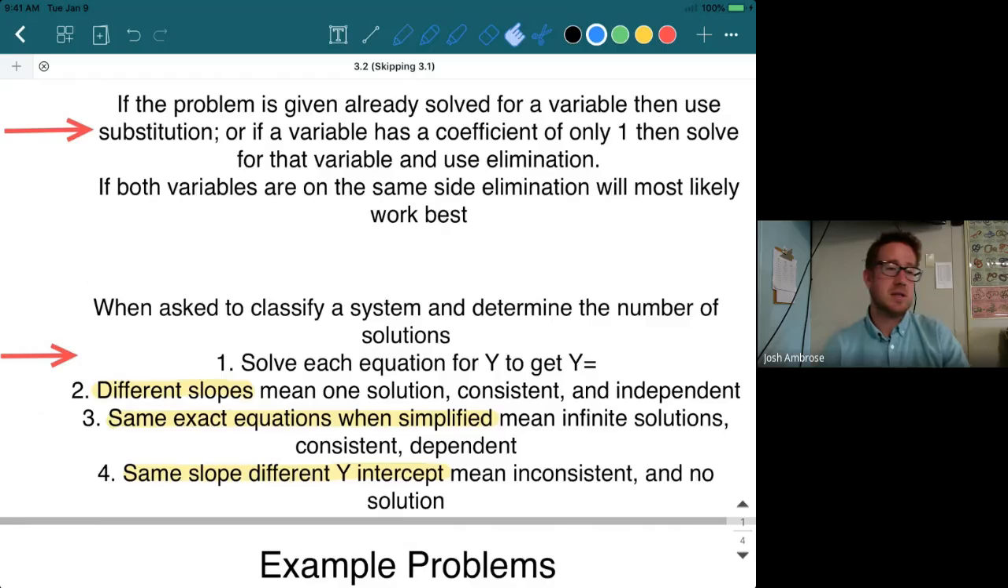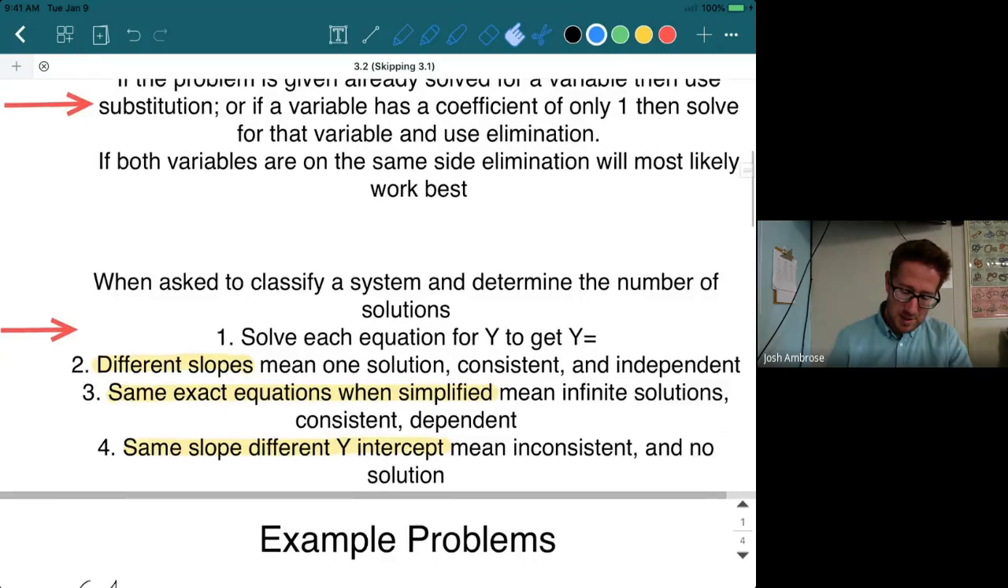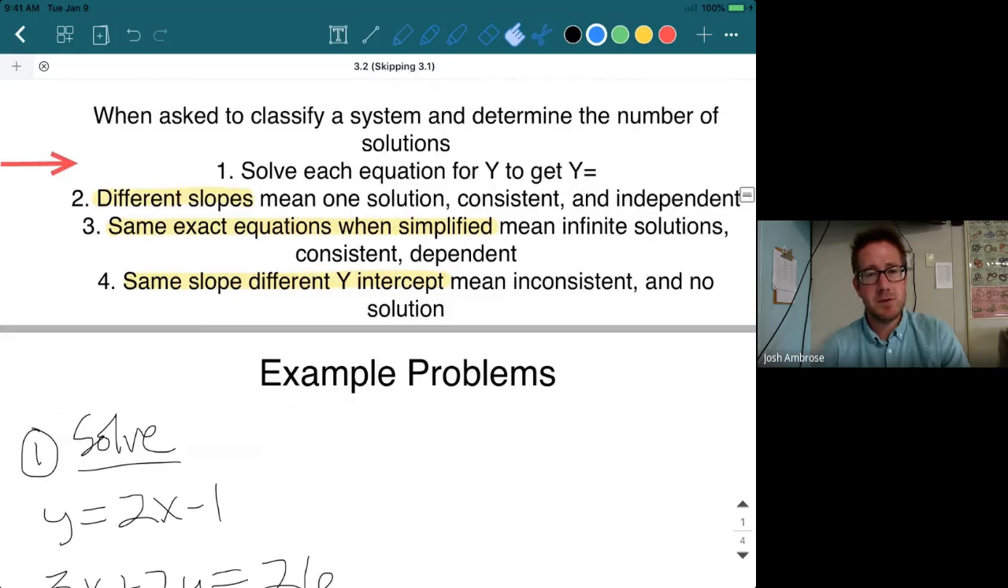Now, one of the last notes you're going to see is they may ask you to classify a system to determine the number of solutions. When we say number of solutions, we mean: is there only one solution? Are there infinite solutions? Or is there no solution? The first thing you have to do is solve each equation for y, so they have to say y equals and then everything else. The reason is you want it in slope-intercept form, and then we can move on to step 2, 3, or 4, depending on how those equations look when they're solved for y.